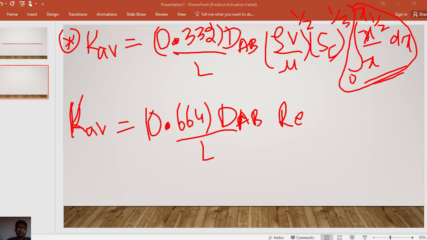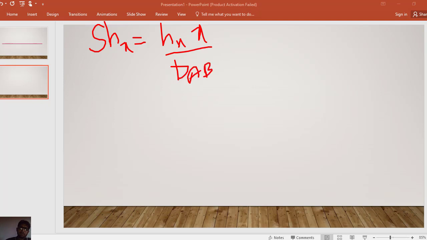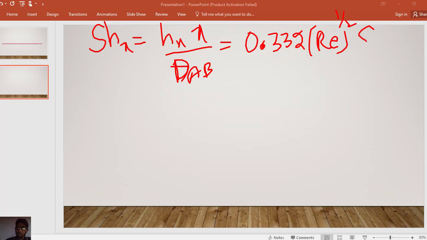Equation number I. And we have already obtained that the local Sherwood number, k x into x divided by diffusivity of A and B, is equal to 0.332 into Reynolds number to the power 1 over 2 and Schmidt number to the power 1 over 3. This is the local Sherwood number. Suppose this is equation number P.